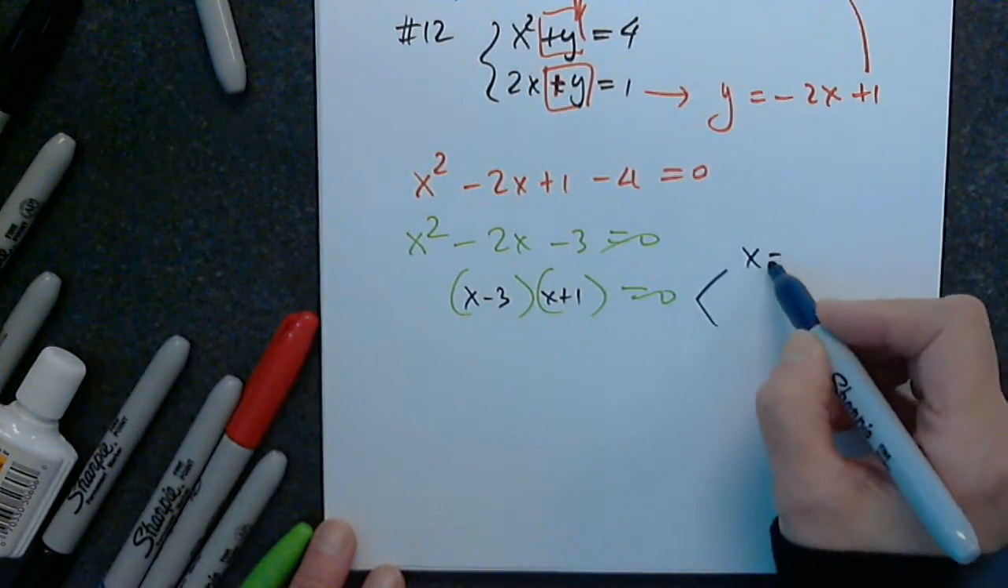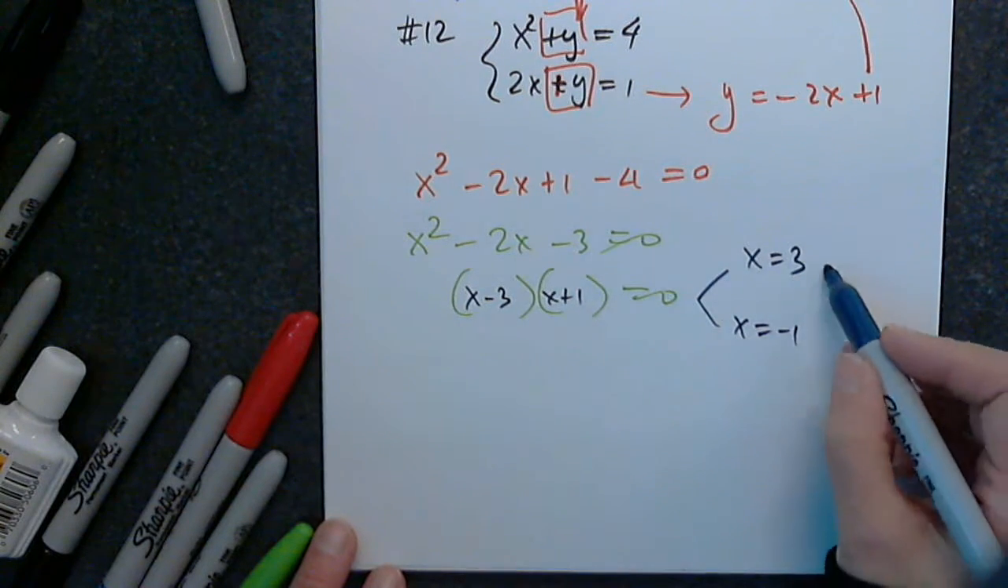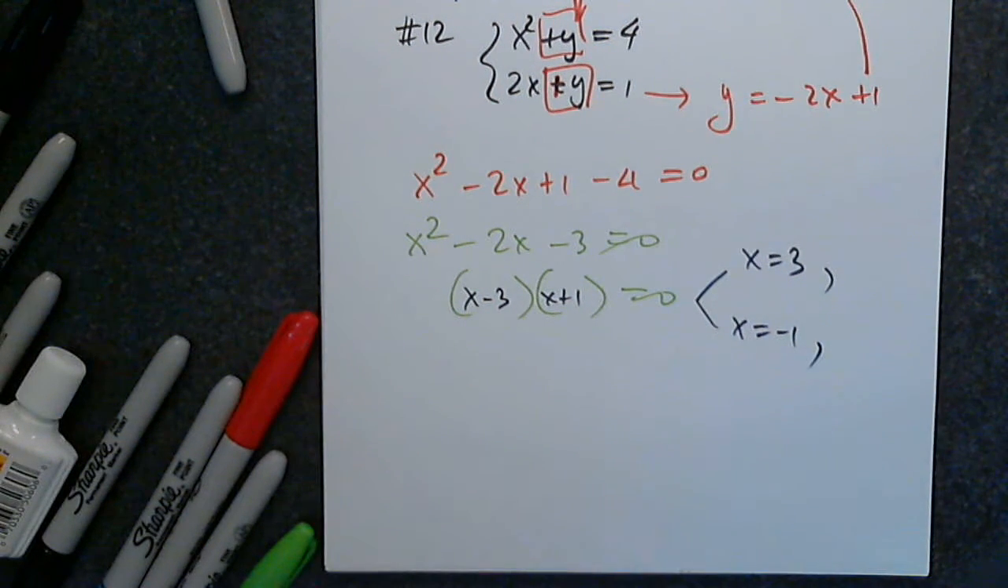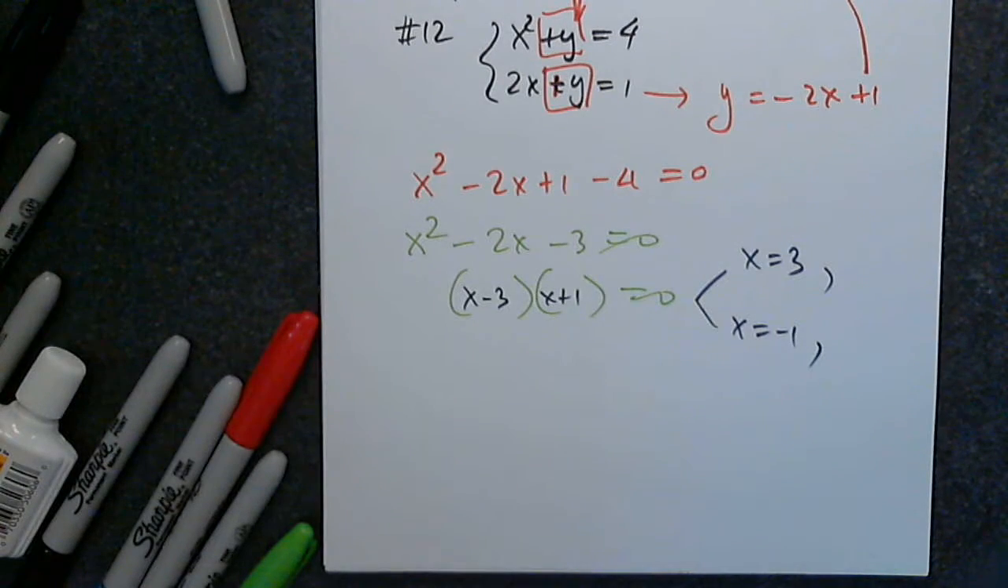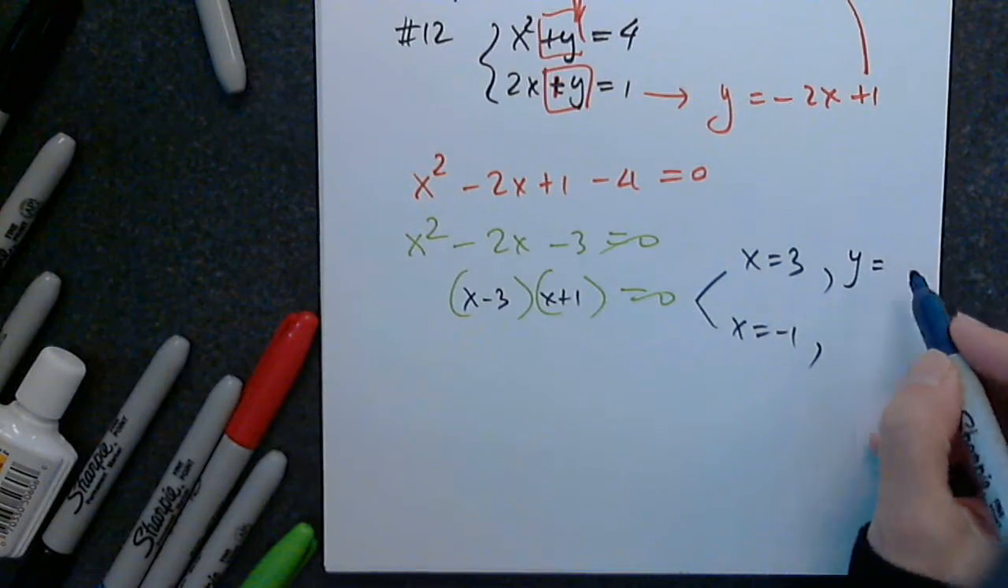Very good. And then we have x equals 3 and x equals negative 1. This is good, but it's not enough. We have to go back and solve for y. So when you plug in x, negative 2 times 3 plus 1, what would you get for y?